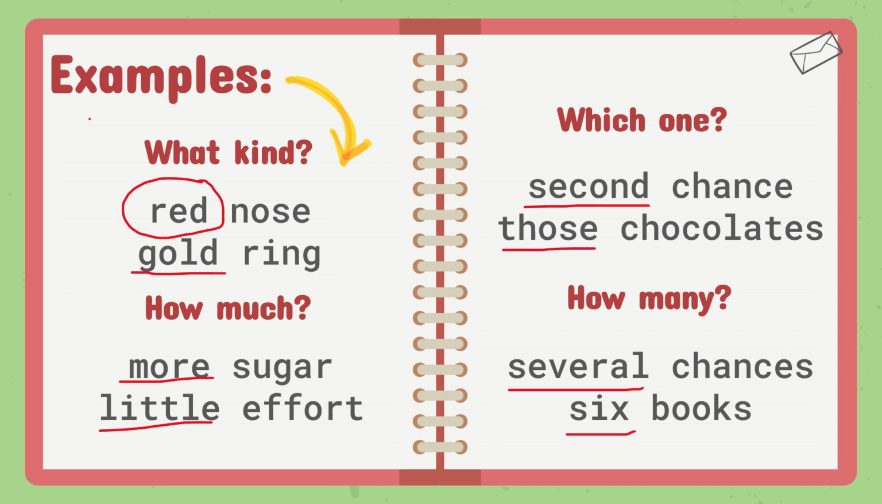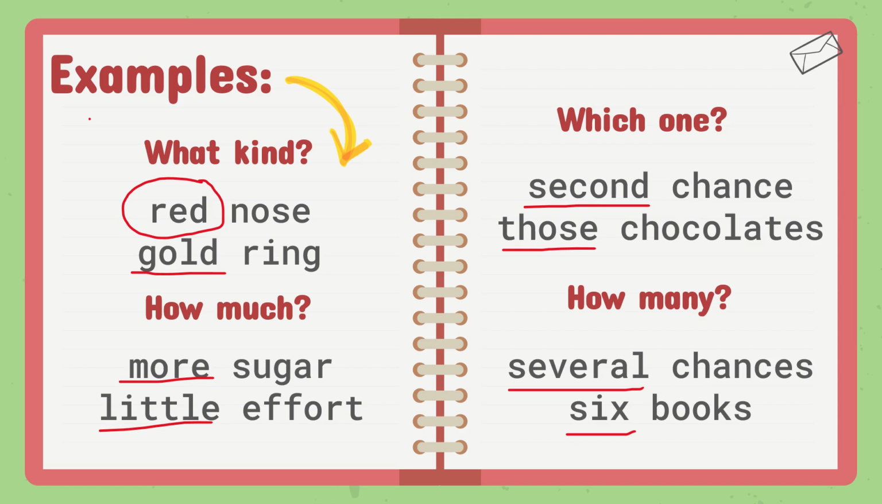Adjectives also tell us which one. For example, second chance. Here the word chance is noun and second is adjective. Chance. Which chance? Second chance. It could be first chance, third chance. So all these words that describe chance, they become adjectives.